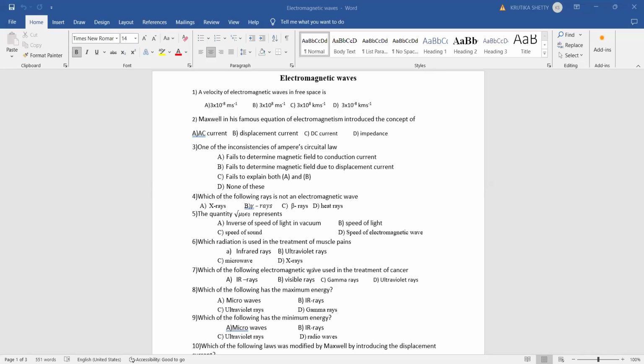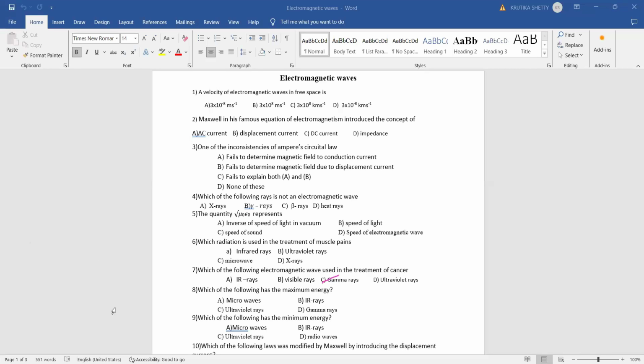Which of the following electromagnetic waves is used in the treatment of cancer? C. Which question is it? Seventh question. Okay. X-rays and gamma rays will be used here, students, but X-rays are not there. We can go for option C. Gamma rays is the correct answer.